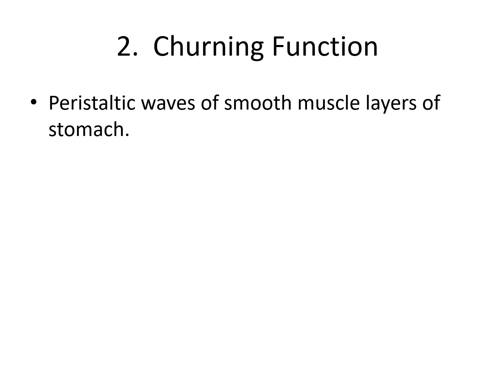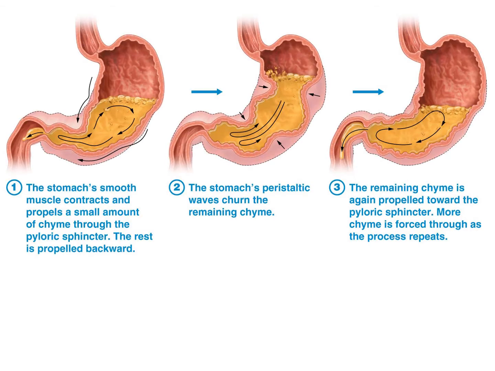The churning function is due to the peristaltic waves of smooth muscle layers of the stomach. Remember, we said that there was a third layer of the stomach wall that allows it to churn in 3 dimensions. We have the circular layer, the longitudinal layer, and now we have the oblique layer. And all 3 help for the churning function. And so this diagram kind of shows you the peristaltic action of these muscles.